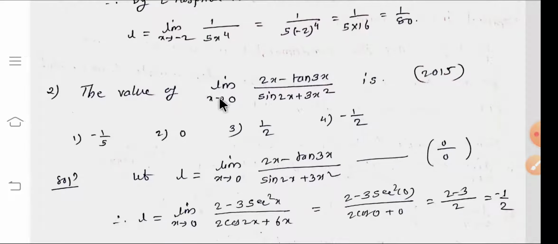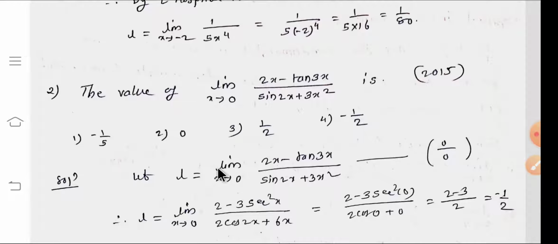The value of limit of x tends to 0, (2x minus tan 3x) by (sin 2x plus 3x square) is... This question was asked in 2015. The solution is here. The options are given: minus 1 by 5, 0, 1 by 2, minus 1 by 2. So how to solve this one?